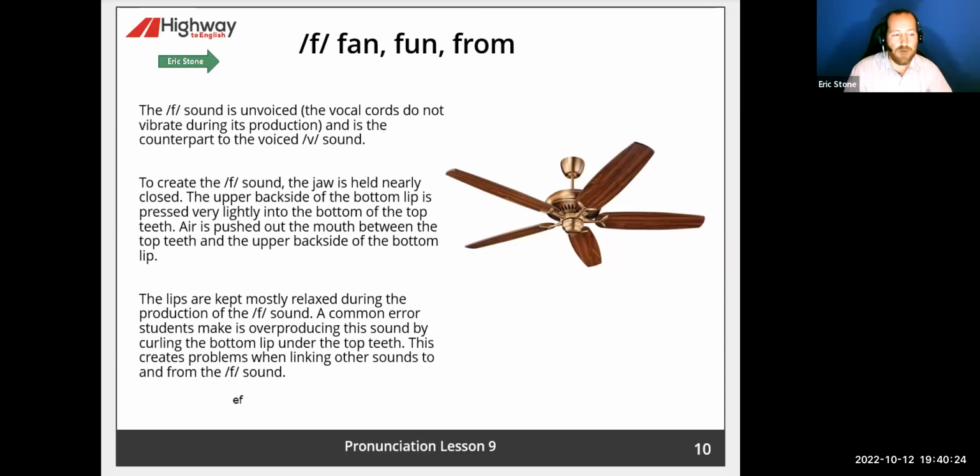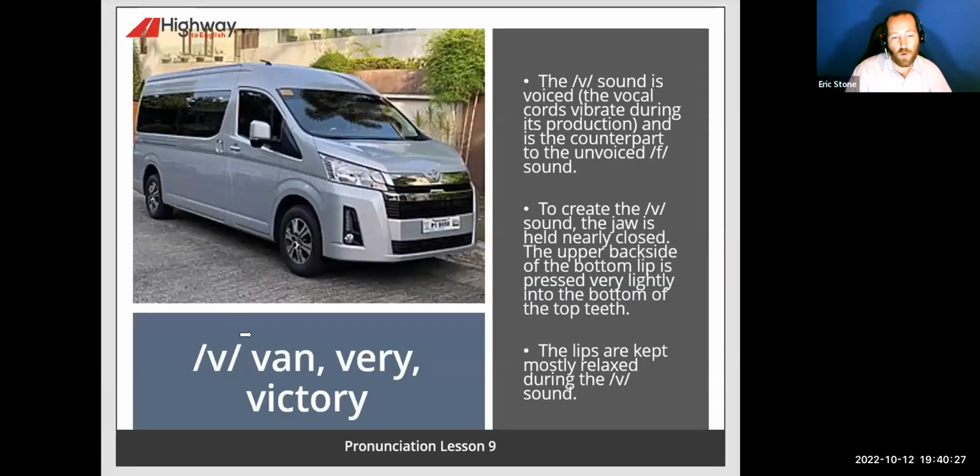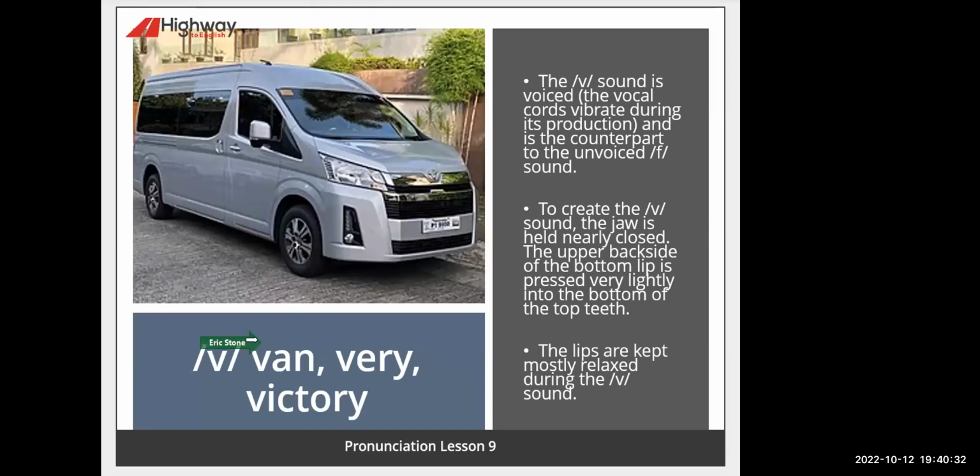The next one is the same. For example, van, very, or victory. Try those. Van, very, victory. The V sound is voiced. The vocal cords vibrate during its production, and it is the counterpart to the unvoiced sound. To create the V sound, the jaw is held nearly closed. The upper backside of the bottom lip is pressed very lightly into the bottom of the top teeth. The lips are kept mostly relaxed during the V sound.